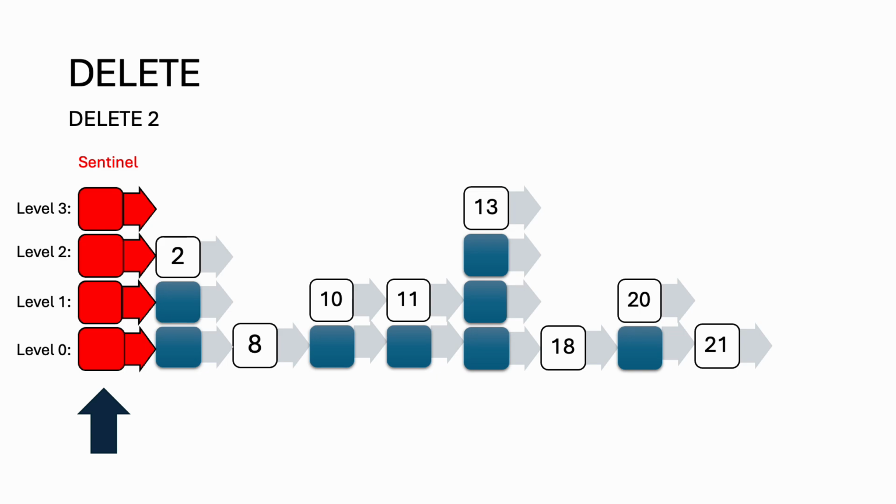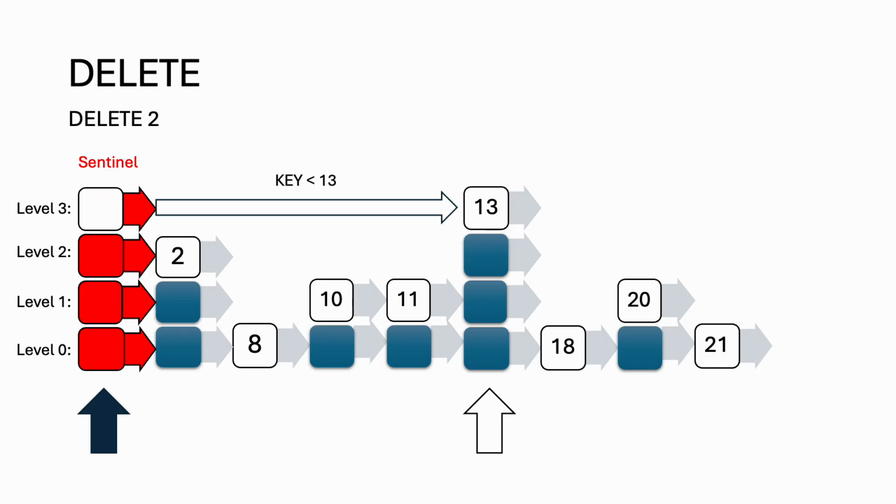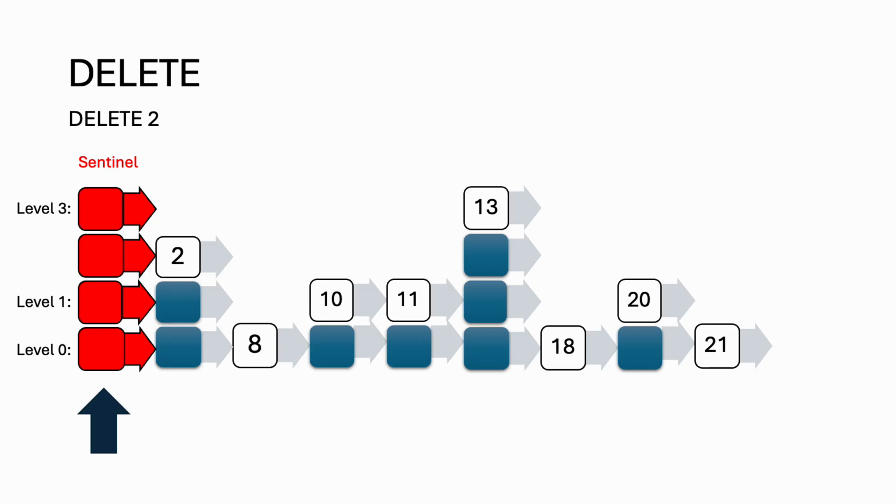To delete 2, we start searching from level 3. At level 3, 13 is greater than 2, and 2 is the key here. So 13 is greater than 2, so we drop down. As we know, if the node is greater than the key, we drop down.